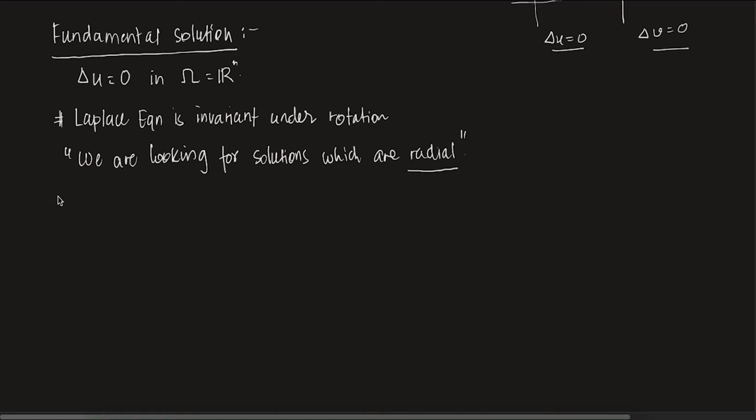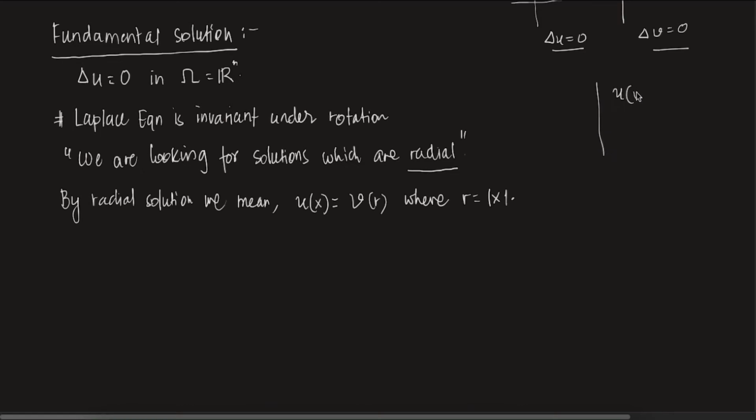I'm sure you know, but still let me write it down. By radial solution, we mean u of x must look like some v of r, where r equals mod x. Radial solutions are those solutions where u of x looks like a function of mod x. You understand?